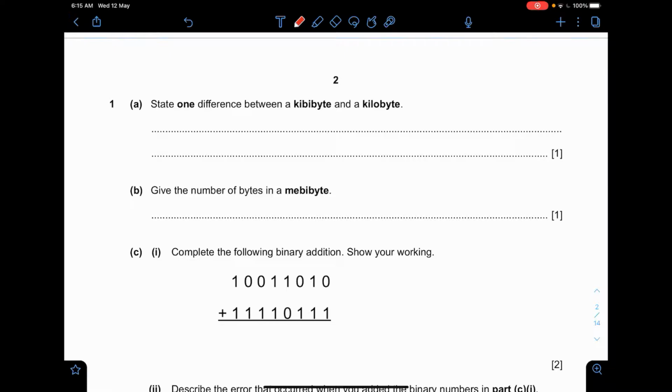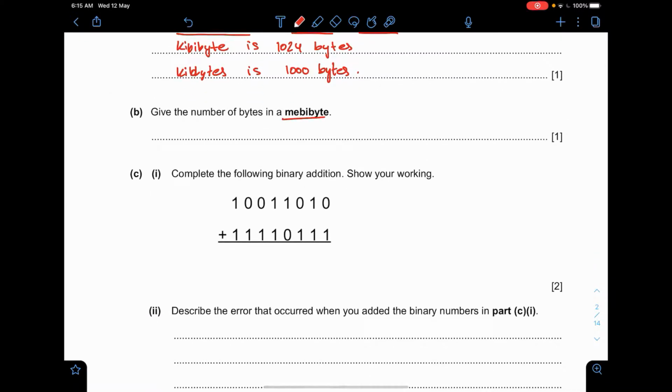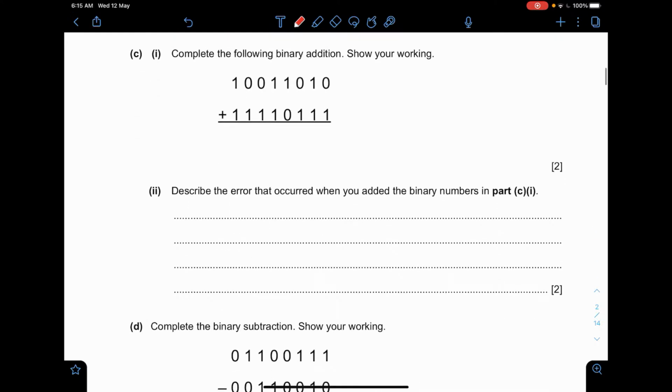So the first question states, state one difference between a kibibyte and a kilobyte. A kibibyte is 1024 bytes, and a kilobyte is 1000 bytes, right? Now it says give the number of bytes in a mebibyte. So a mebibyte is 1024 kibibytes multiplied by 1024, right? That is your answer. Now it says complete the following binary addition.